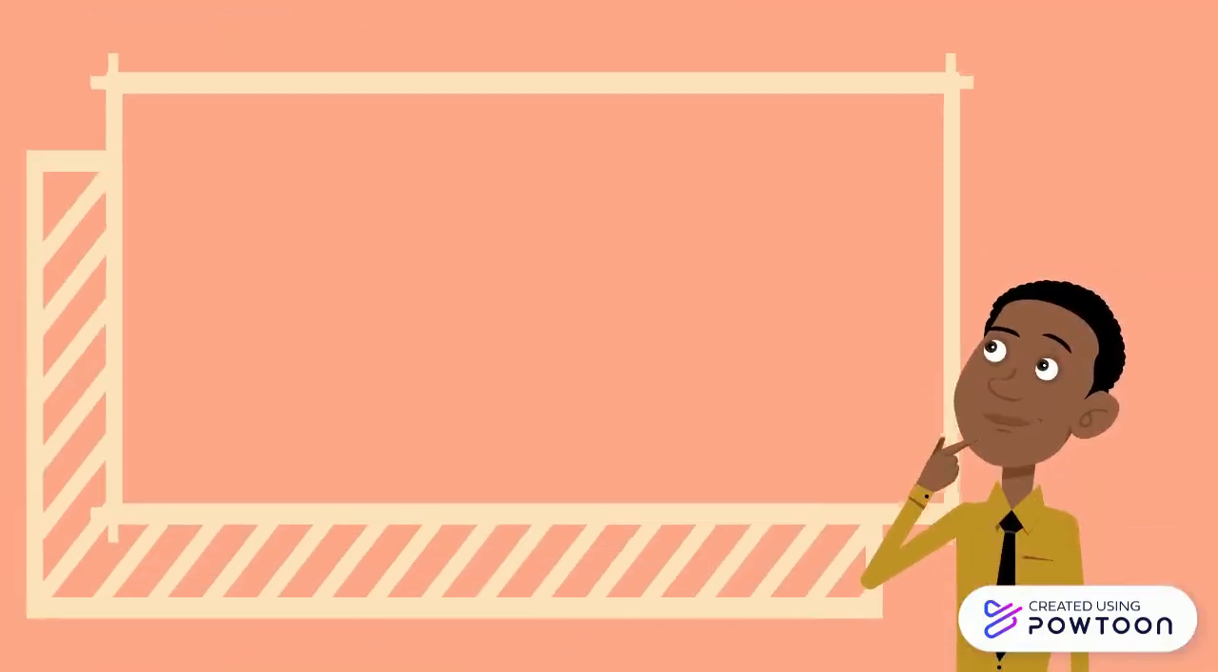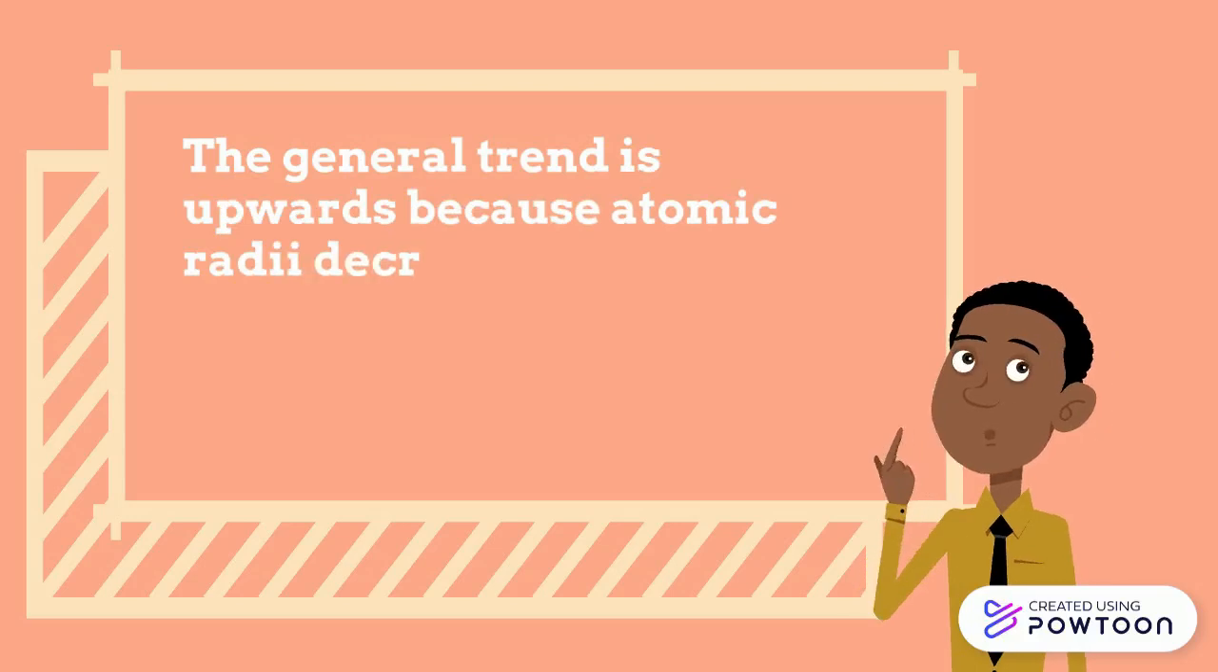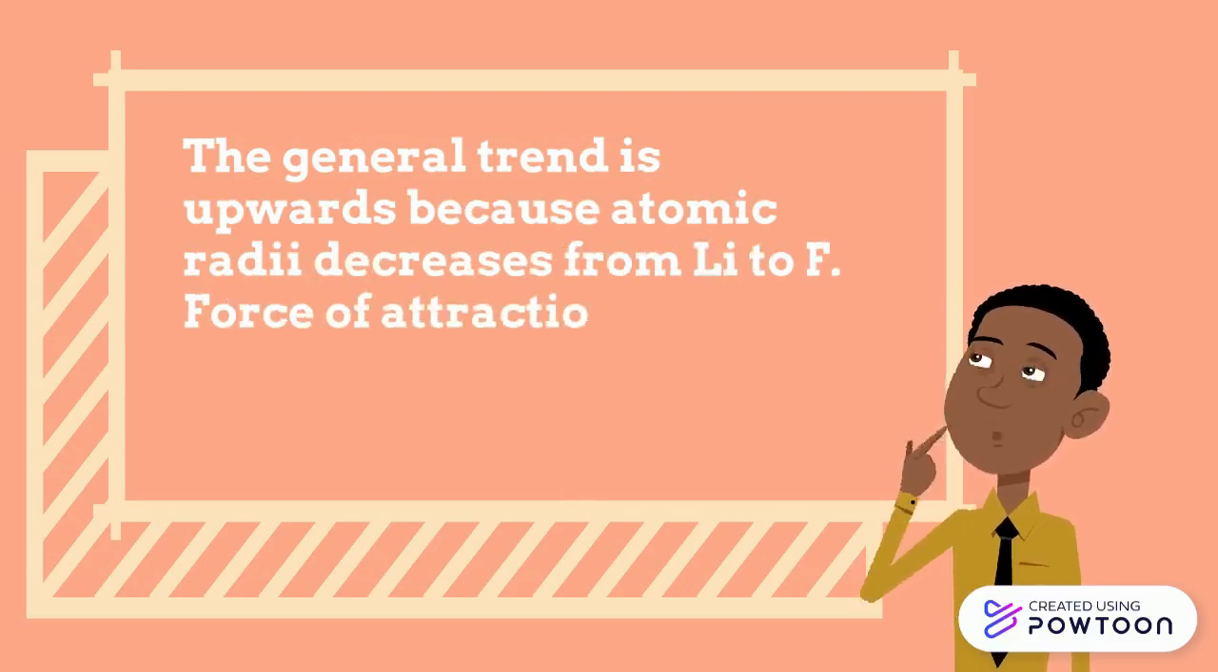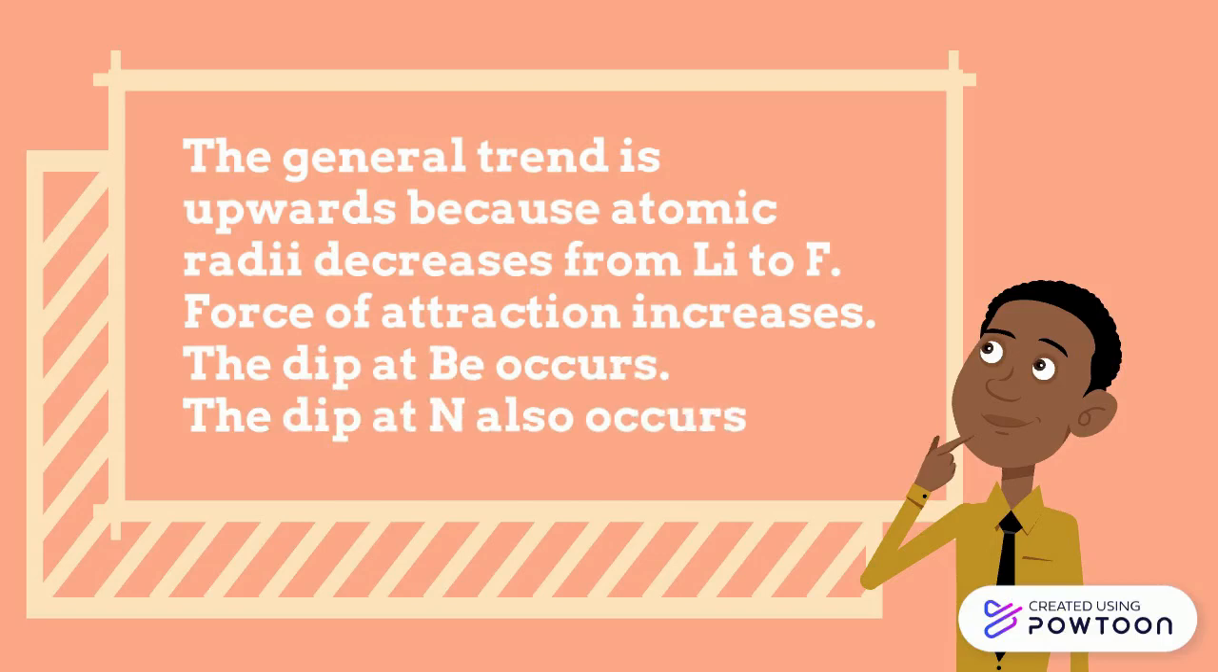I want you to know that the dip at beryllium occurs because the added electron goes into an already singly occupied 2s orbital. It experiences considerable repulsion and less energy is released, while the dip at nitrogen is caused by the extra repulsion of putting a second electron in the singly occupied 2p orbital.